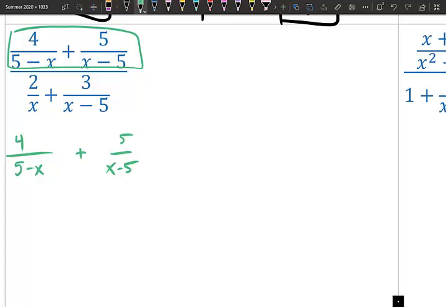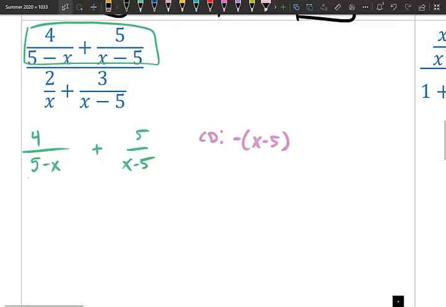So I need to add these because that's what it's telling me to do. In order to add them, I need to find the common denominator. Remember, see how the bottoms look the same? They do, right? Except they're just swapped. Remember, whenever that is the case, the common denominator is negative, and then whatever the normal looking term is. So we can go ahead and switch this because we know what it stands for. We know that it actually is negative x minus 5.